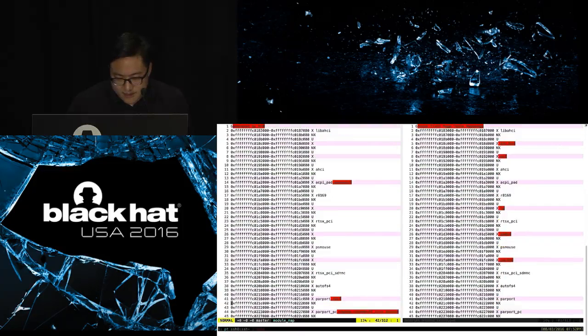Another interesting point is that we can detect the address of the modules correctly. For some of the modules, like ACPI pad and memstick, their size signature is not unique. So we could find there are two or more, but at least we can reduce the candidates down to two. So we can successfully detect the exact location of the modules.